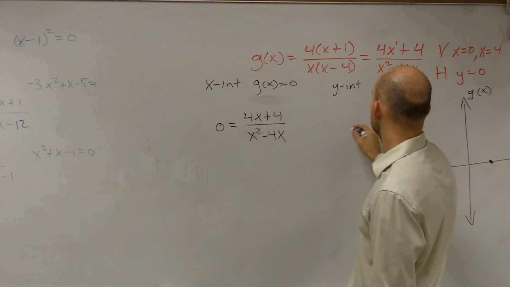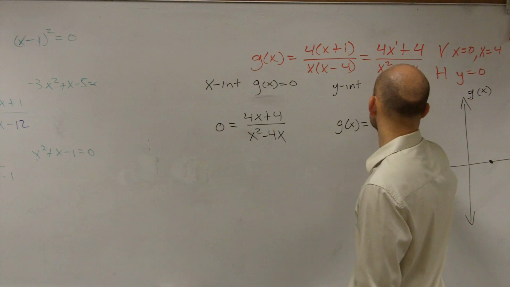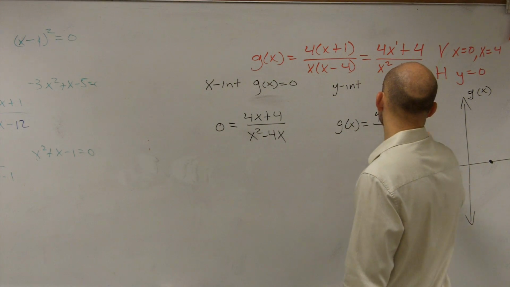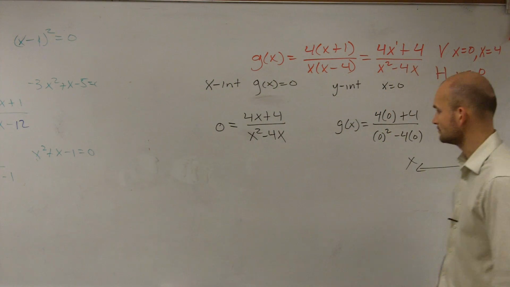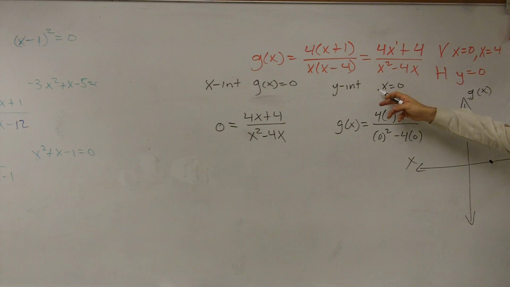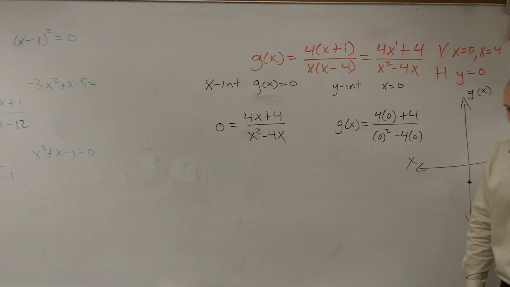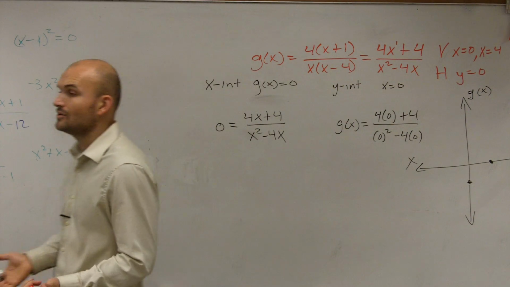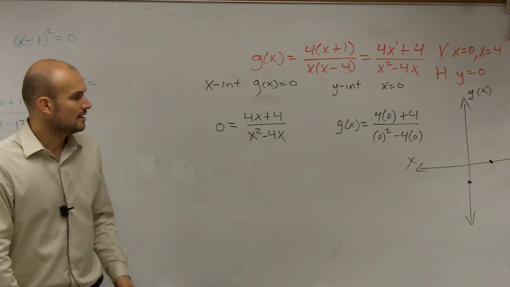Then the next one, it says g of x equals 4 times 0 plus 4 all over 0 squared minus 4 times 0. Wait, what is that? That's for your y-intercept, or your g of x intercept. Because at this value, what is my x value? 0. So you plug 0 in for all the x's. OK, Marco? So now, ladies and gentlemen, we just need to solve. This is to find your x and y intercepts.